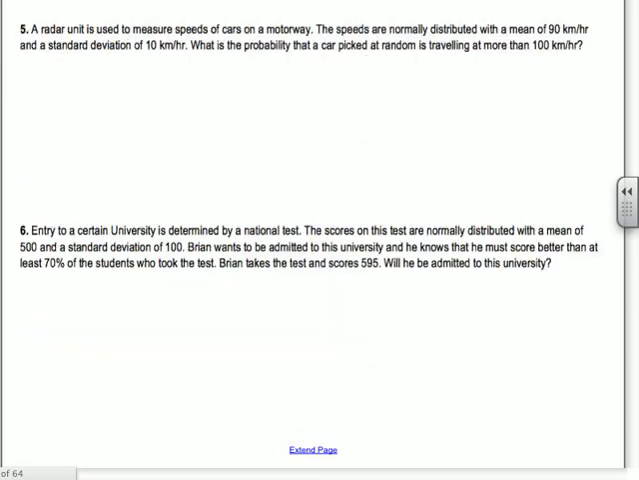All right, so let's try the next one. It says a radar unit is used to measure the speeds of cars on a motorway. The speeds are normally distributed with a mean of 90 kilometers per hour and a standard deviation of 10 kilometers per hour. What is the probability that a car picked at random is traveling at more than 100 kilometers per hour? So that's our x value, 100. And we want more than that, so we want the right side.